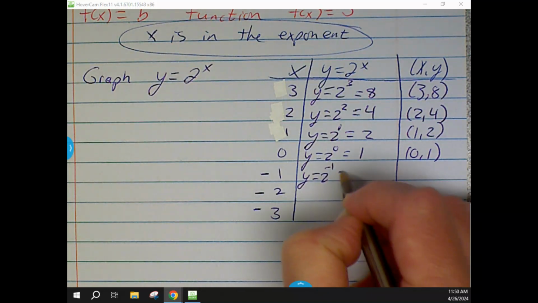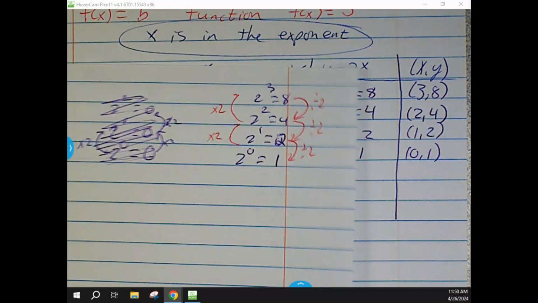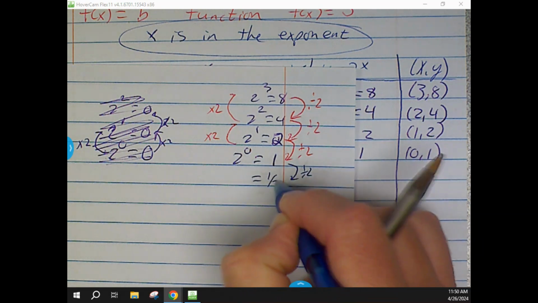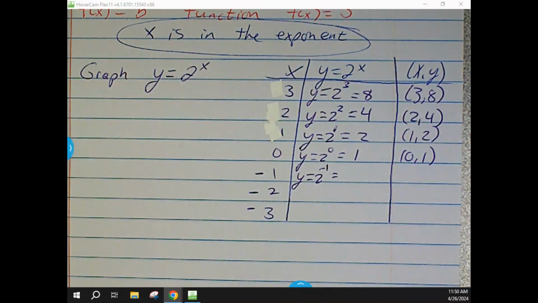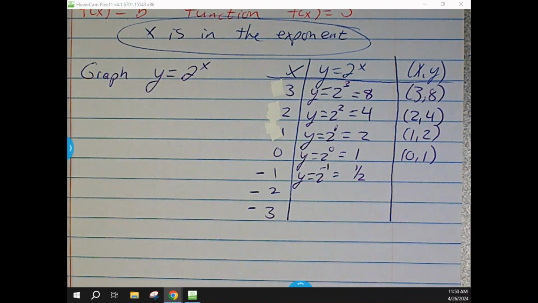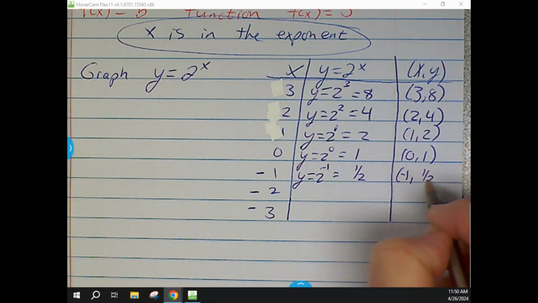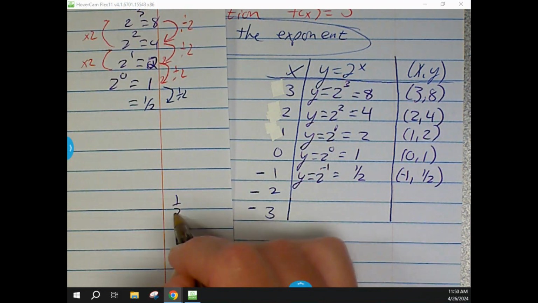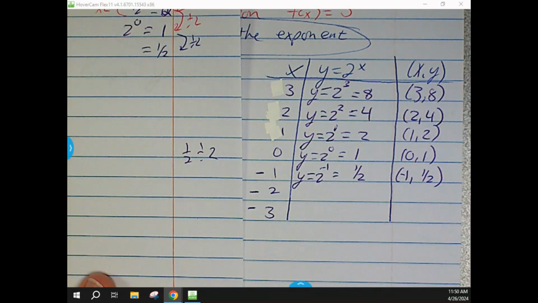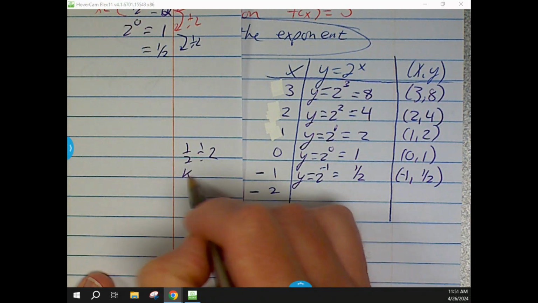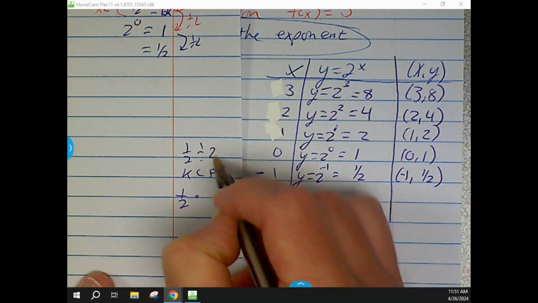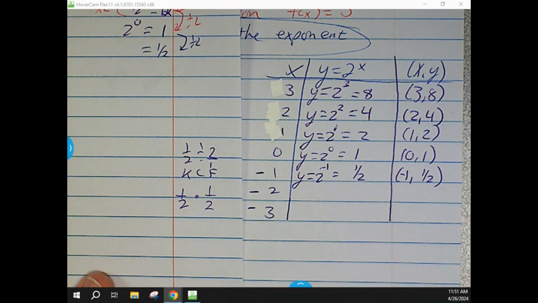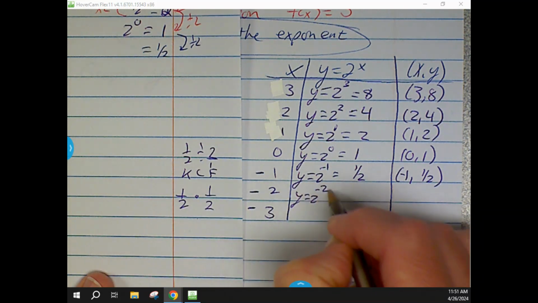All right, if we do 2 to the negative 1, we're still going to do the same thing. We're still going to keep dividing by 2. So if we take 1 and divide it by 2, that just makes it a fraction, 1/2. So 2 to the negative 1 is just going to be a half. And if we keep moving down, we take 1/2 and divide it by 2 again. Remember, you can keep, change, flip: 1/2 divided by 2, where 2 is really 2 over 1, becomes 1/2 times 1/2, which makes it a fourth.